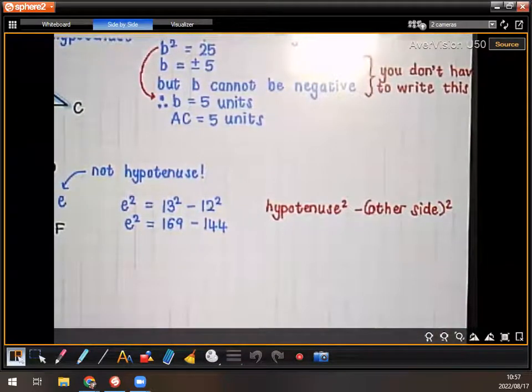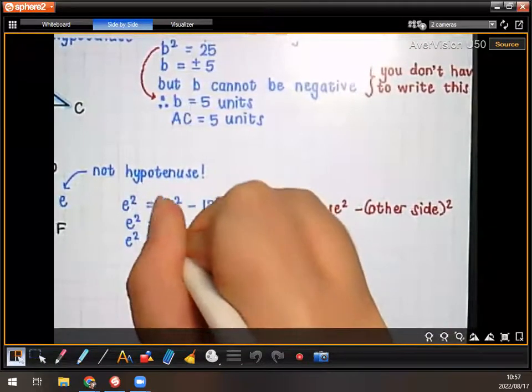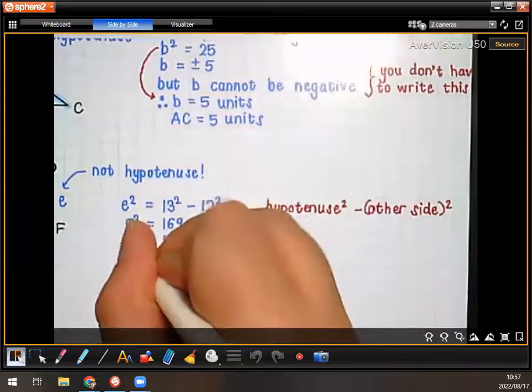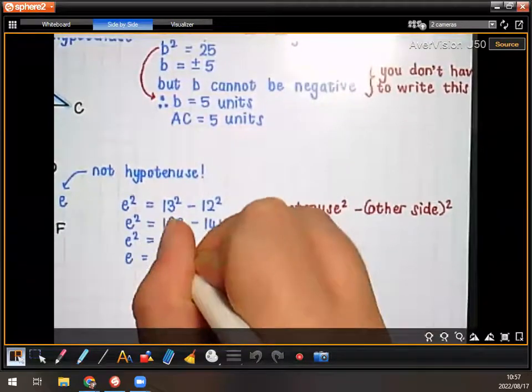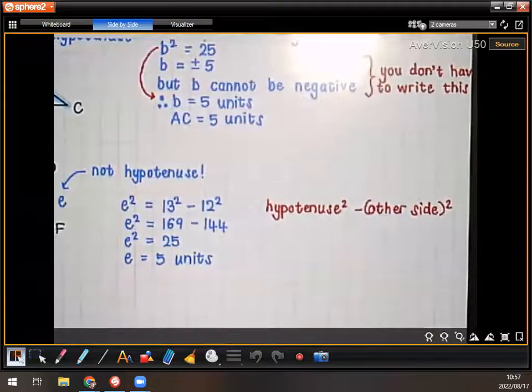But that's not too bad, guys. Let's do it step by step. 169 minus 100 is 69. Minus 40 is 29. Minus 4 is 25. Okay, so this is actually 25. So again, we are getting an answer for E, 5 units. Right? You do the square root of 25. The opposite of squaring is the square root, which gives 5.